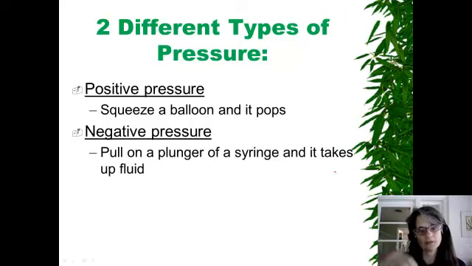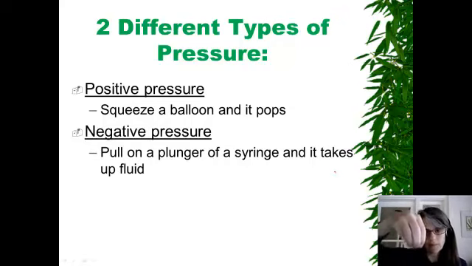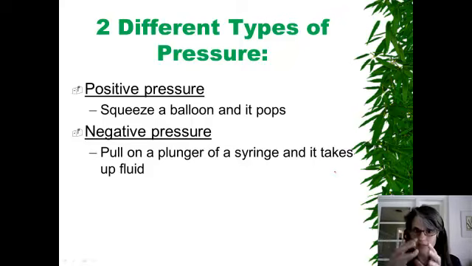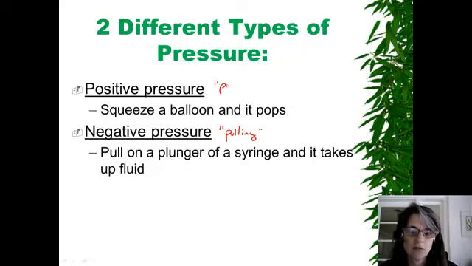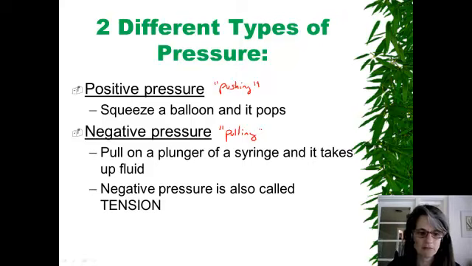Negative pressure, I want you to picture a syringe, like a needle, like you might get a shot with. If you put the syringe in the fluid and pull up on the plunger, the syringe fills with fluid. That is due not to positive pressure, because positive pressure is going to make the liquid shoot out of the syringe. Negative pressure is a kind of pulling pressure where the fluid would actually come up into the syringe. So you need to think of this as kind of a pulling pressure, whereas this is more of a pushing pressure. Okay? So negative and positive pressure.